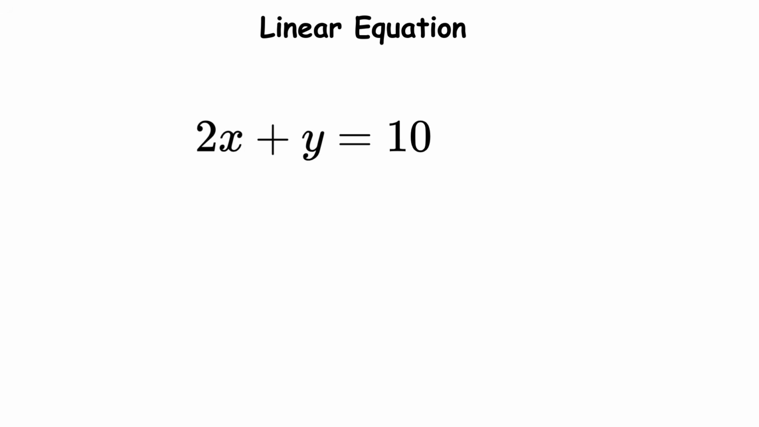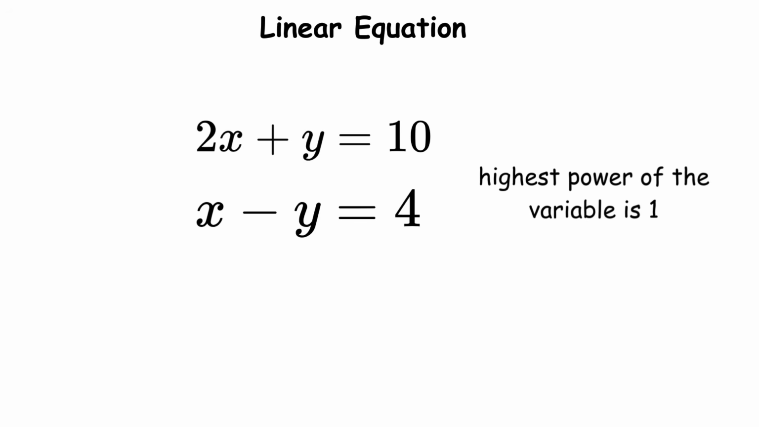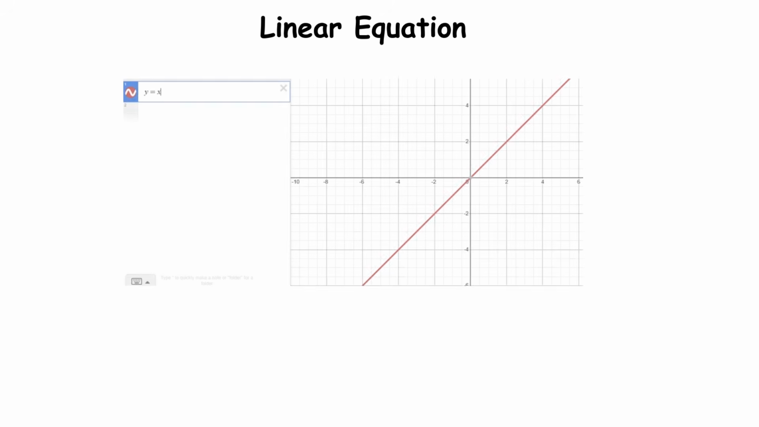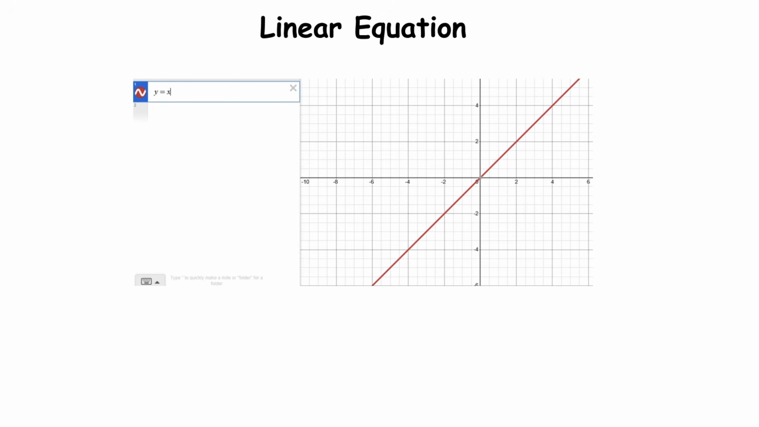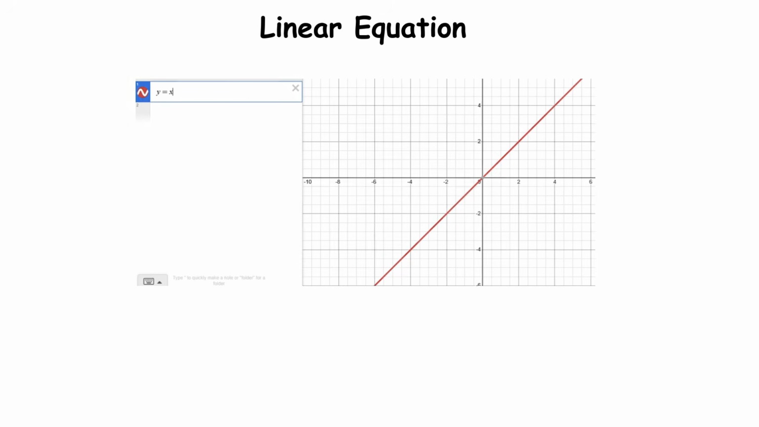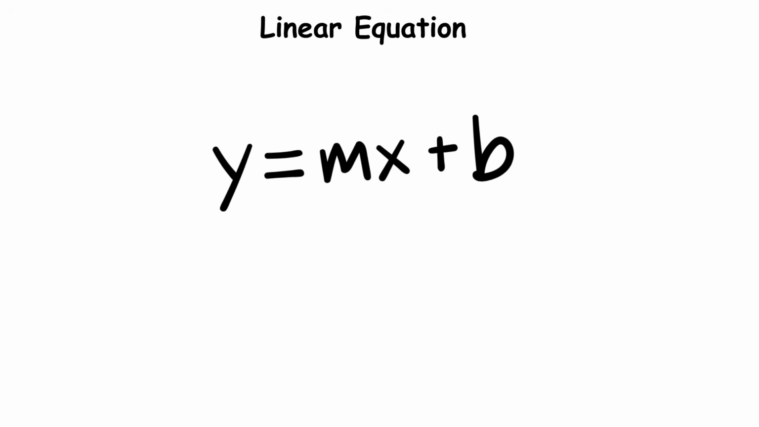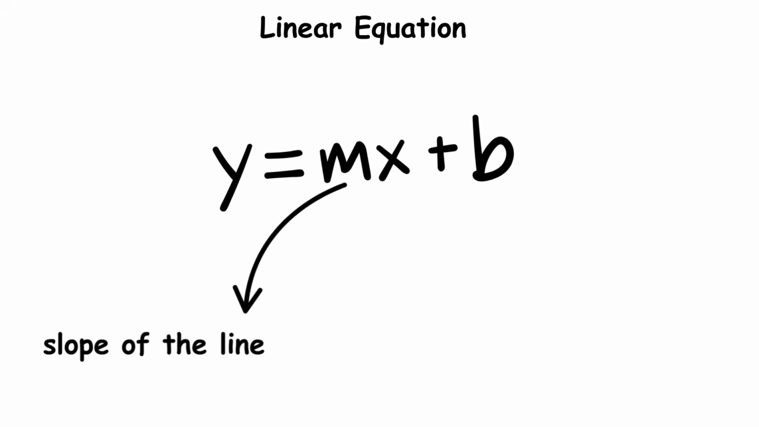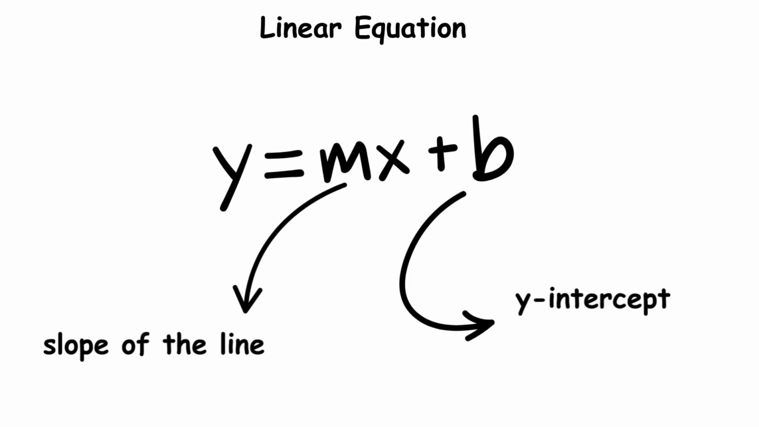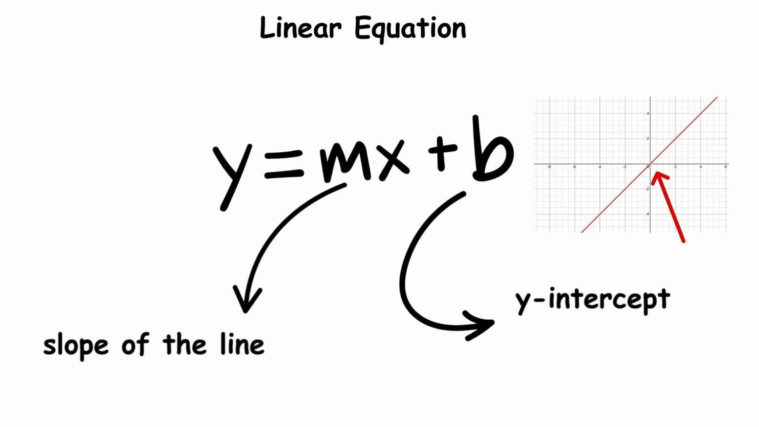Linear equations. A linear equation is an equation where the highest power of the variable is 1. These equations graph as straight lines, which is why we call them linear. The standard form of a linear equation is y equals mx plus b, where m represents the slope of the line and b is the y-intercept, the point where the line crosses the vertical y-axis.